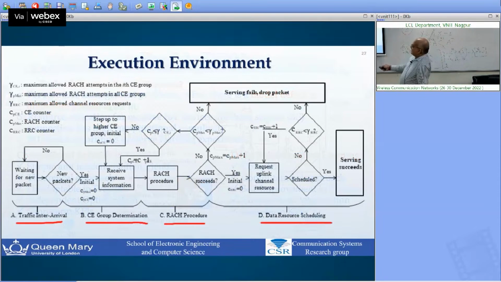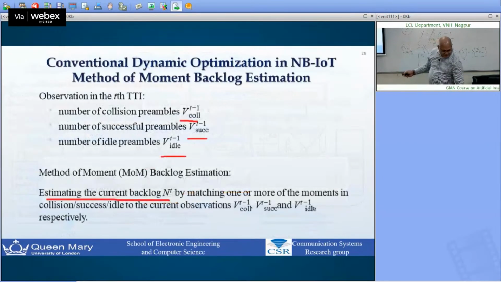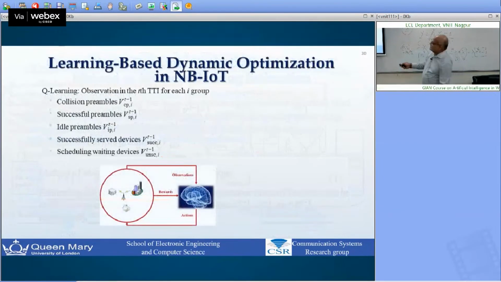Sometimes they succeed in random access, establish a connection with the base station, but then they fail. So we are going to have these scenarios. Preamble collided means no random access succeeded. Succeeded preamble means the connection is established.